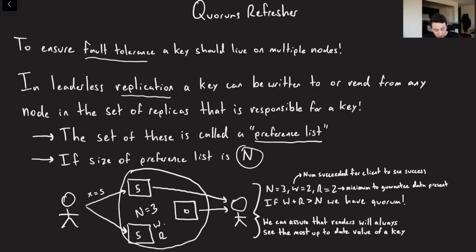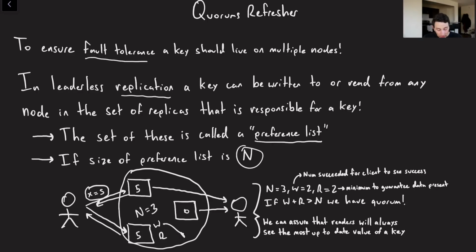In this case, w is how many nodes we have to write to for a client to see that their write was successful. Let's say that we want to write x equals 5. Once we get positive responses from 2 nodes, we could get it from a third, but we only need it from 2, our write was successful, and the client can say, okay, my write was good, I can proceed as normal.